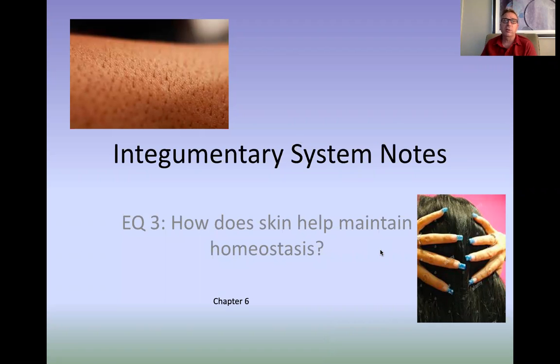How does the skin help maintain homeostasis? I hope you guys see a trend here. Every time that we talk about a system, we talk about the anatomy, and then we talk about the function, and we talk about homeostasis. So everything's going to be focused around those three topics, right? The first thing is going to be identification, and I think you've done a little bit of this. I'm going to go through this really quickly because you need to identify things.